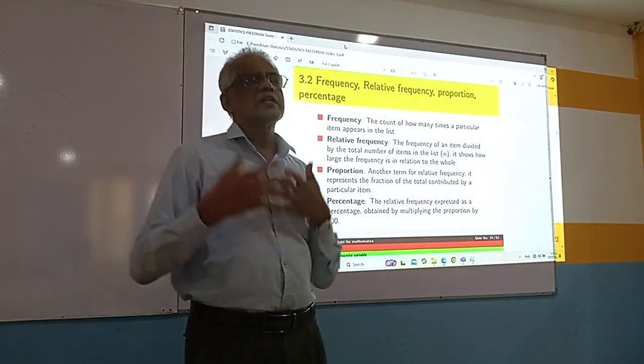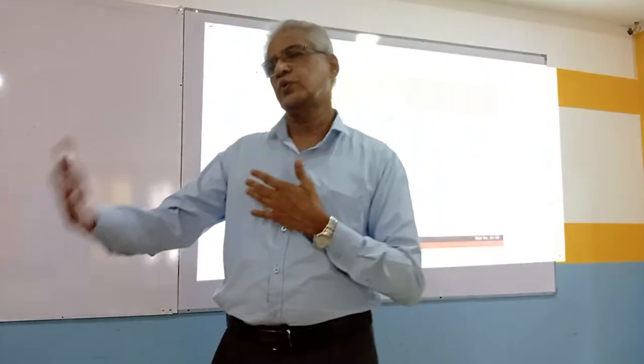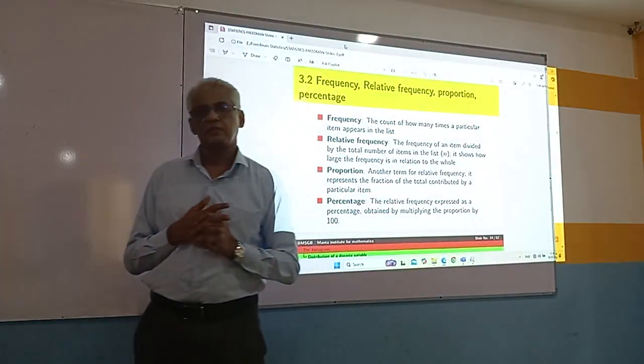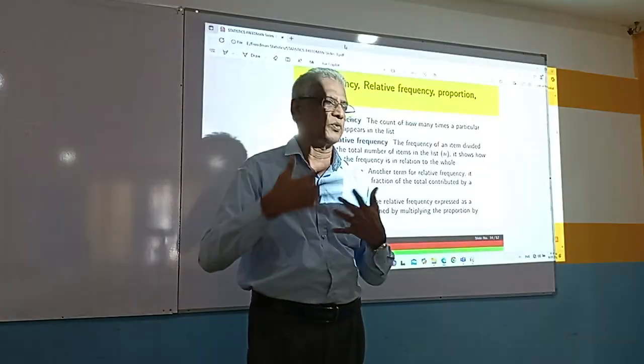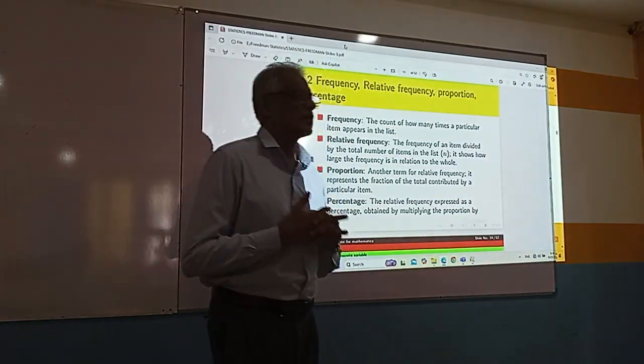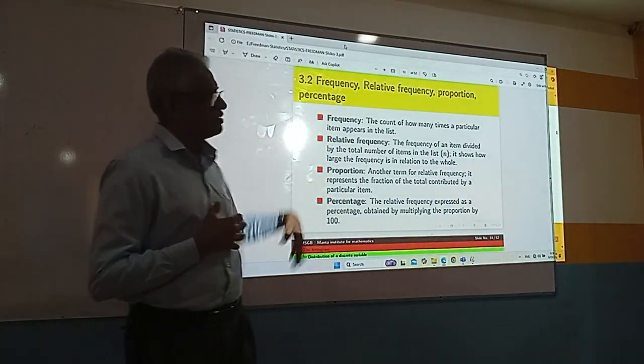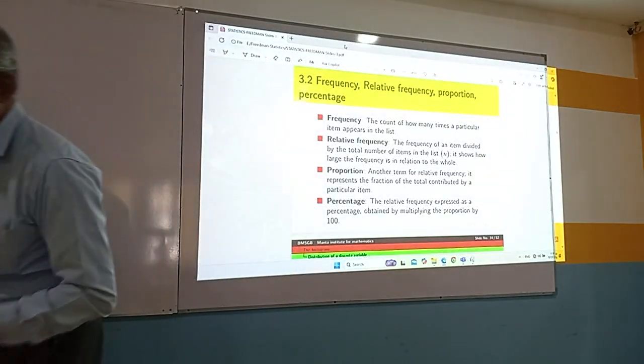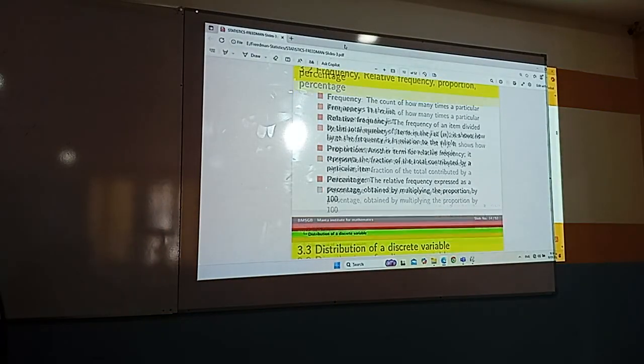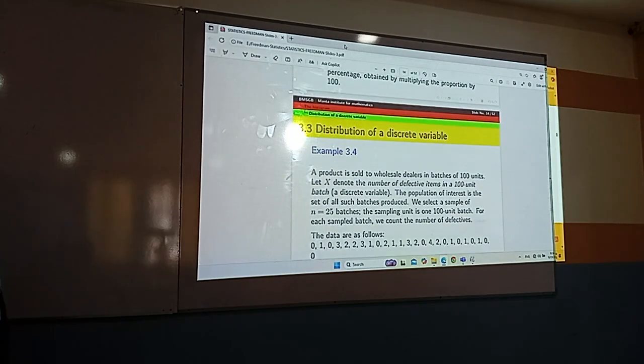So once you multiply the relative frequency by 100, then you get the percentage. Percentage is out of 100, what is the proportion. Right? So these words are important when you are talking about histogram and other things, particularly the distribution.